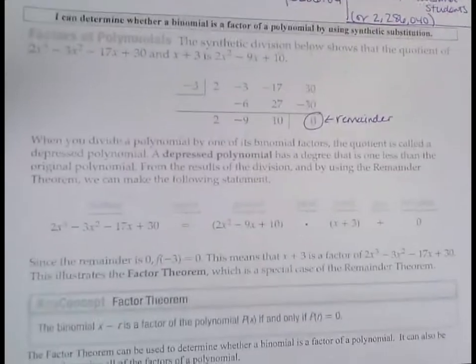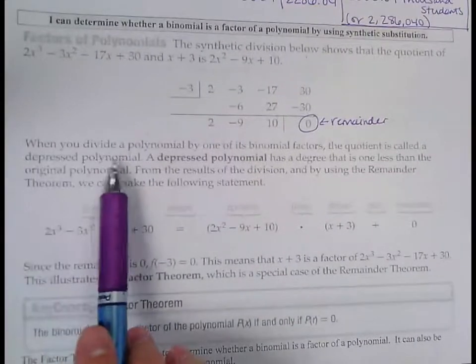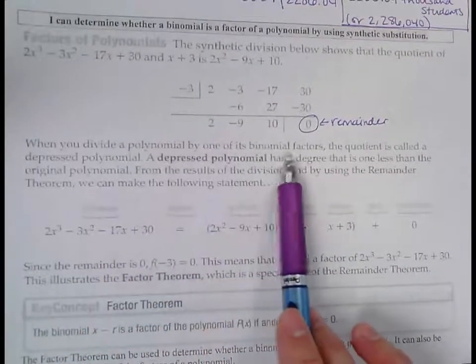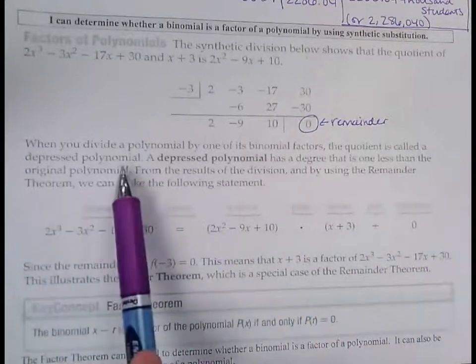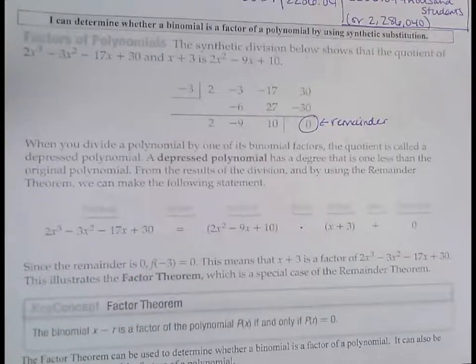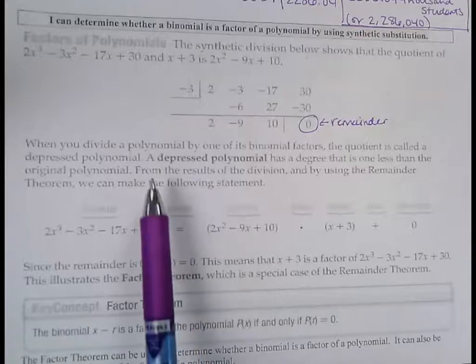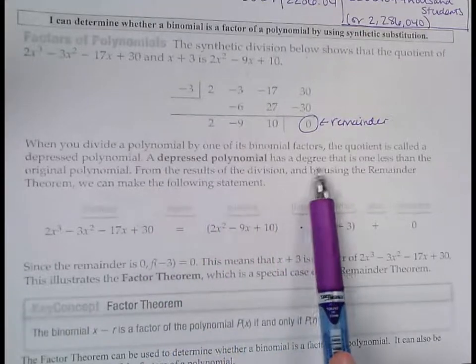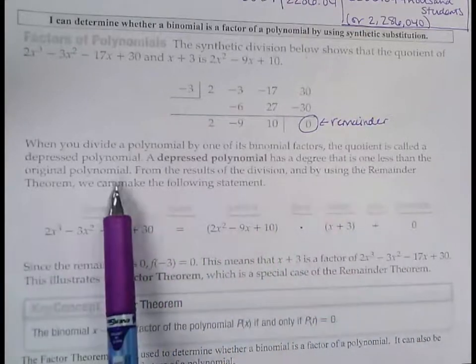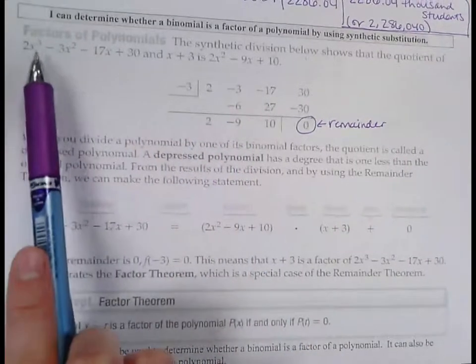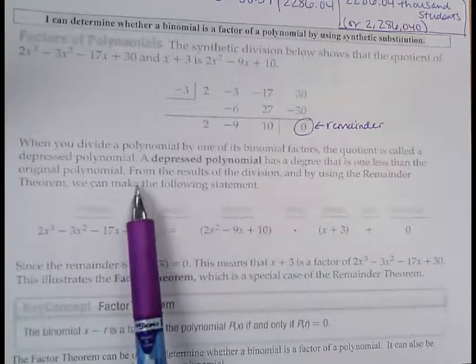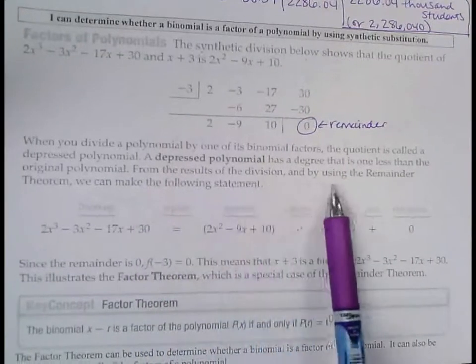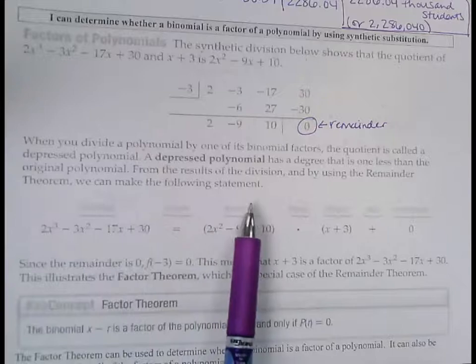So this next part, it says, when you divide a polynomial by one of its binomial factors, the quotient is called a depressed polynomial. So while I haven't called it that up to this point, this is what you've been doing already. A depressed polynomial has a degree that is 1 less than the original polynomial. So if your original is x cubed, your quotient starts with x squared, is what that means.